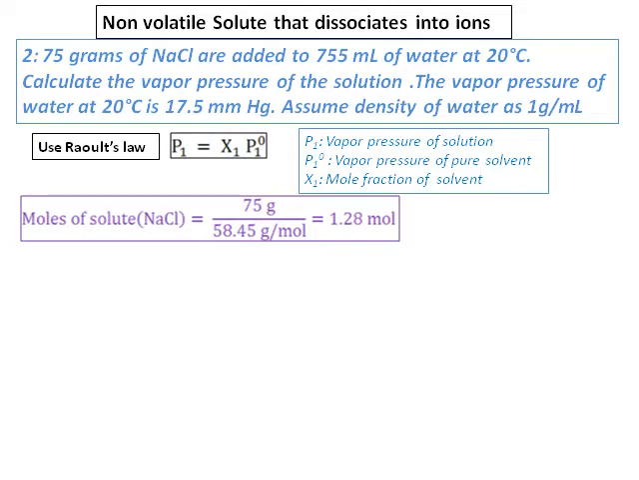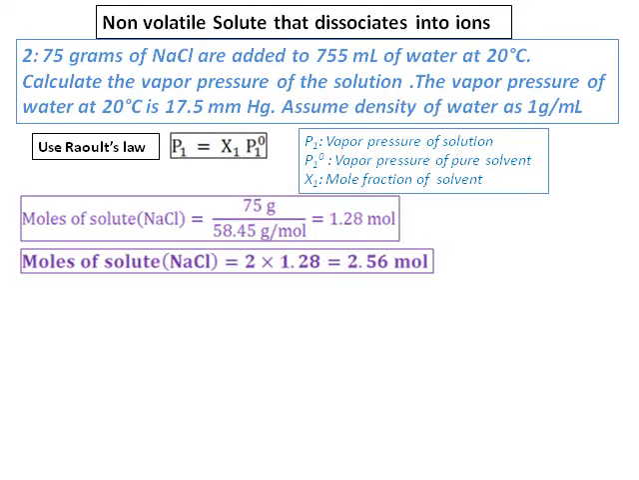So for every sodium chloride I get 2 ions, and this is a colligative property, and it has to be taken into consideration. Hence the moles of the solute sodium chloride is multiplied by 2, and I get it as 2.56 mole. You can see that this step is different from the previous one, where the solute was a non-volatile one. Therefore, I took the moles of solute as this.